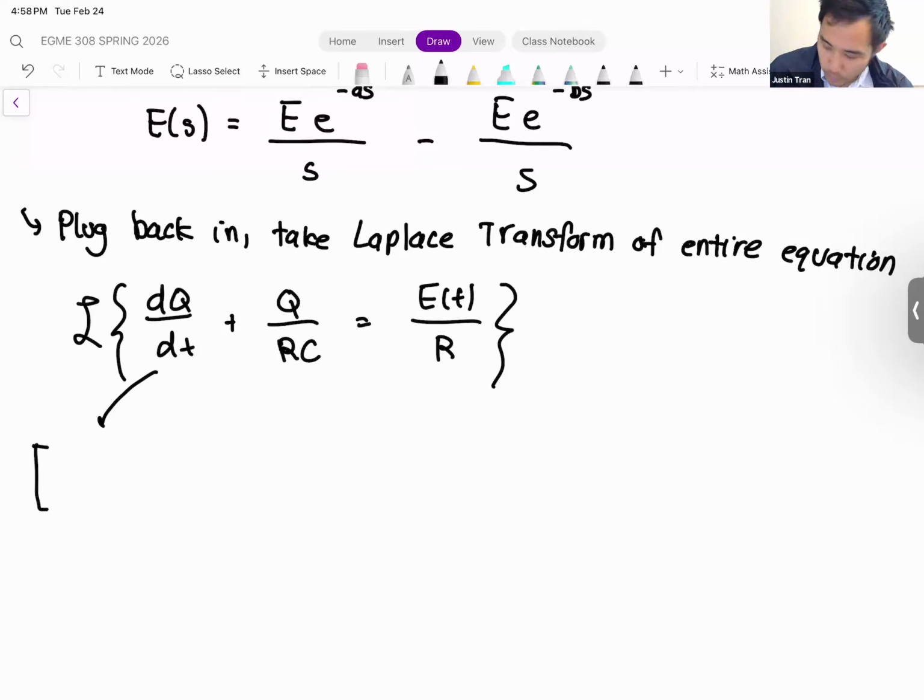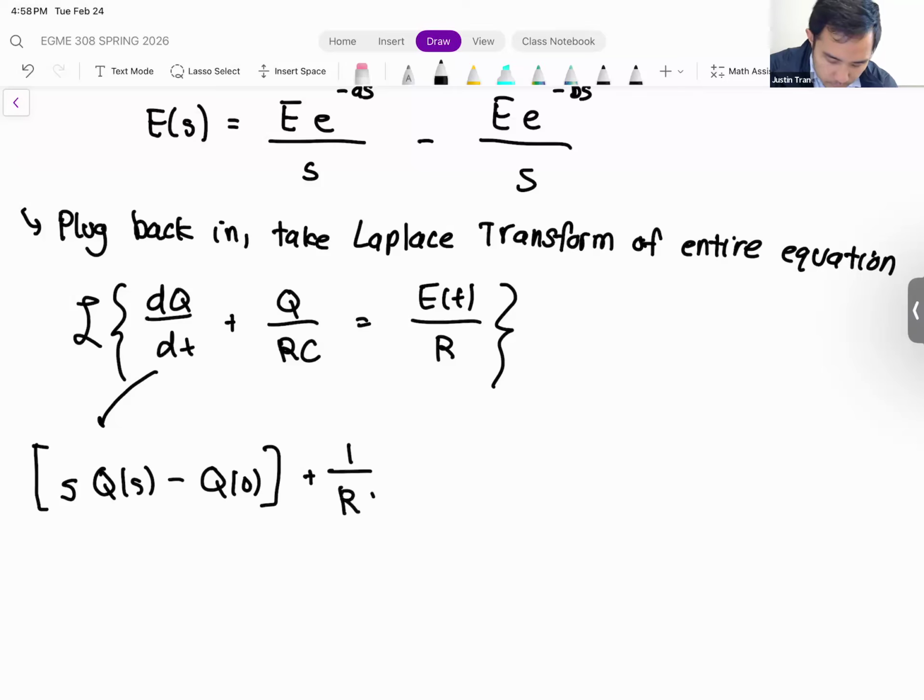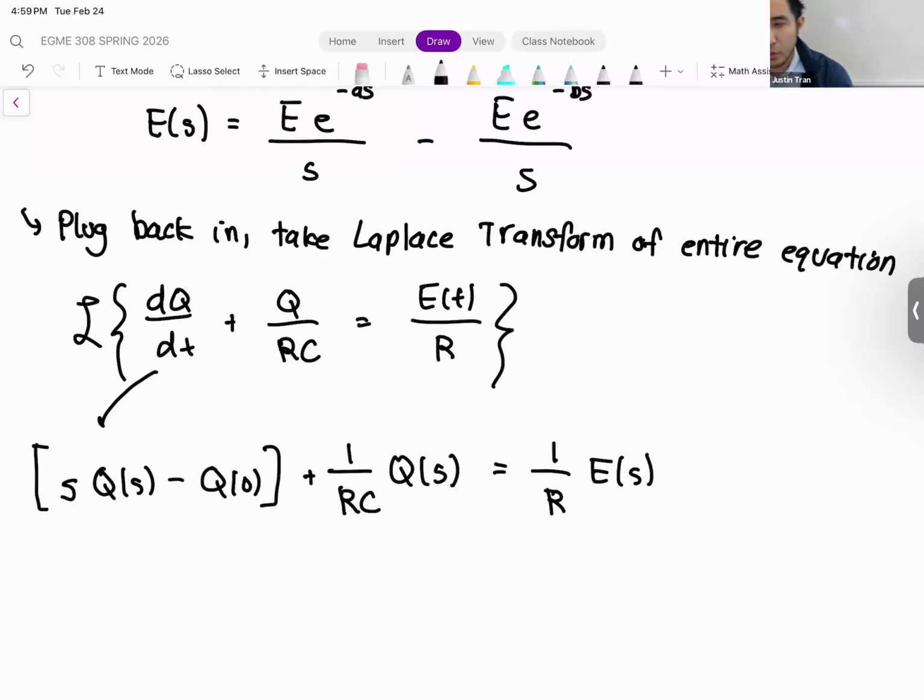For a first order derivative, this Laplace transform is s times Q(s) minus q(0), which is our initial condition. Plus, we have the Laplace transform of just q. So we have a 1 over RC that sticks around, and we multiply this by Q(s). And then on the right-hand side, we have 1 over R multiplied by the Laplace transform of our forcing function, which is E(s).